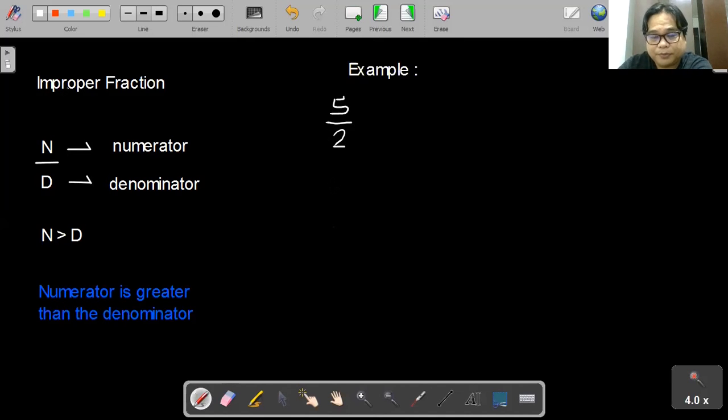Another is 4/3. 4/3 is an improper fraction because 4 is greater than 3. Another is 7/5. That's an improper fraction. And then lastly, 9/4. As you can see with these examples, all the numerators are greater than the denominator. So you call that an improper fraction.